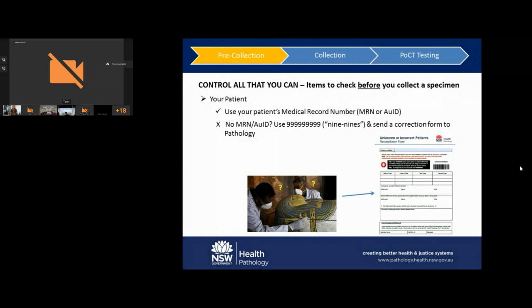Do not use random patient IDs of any description. We've had many cases in the past where an apparently random MRN has turned out to be a real MRN and results have appeared in the wrong patient's EMR. Please just don't do it.